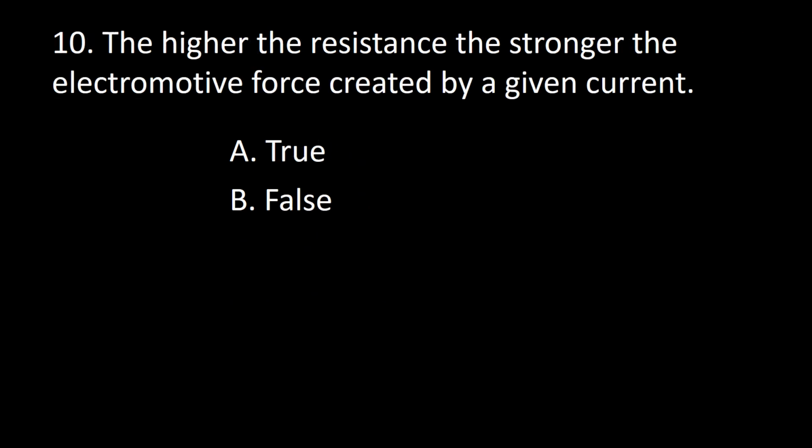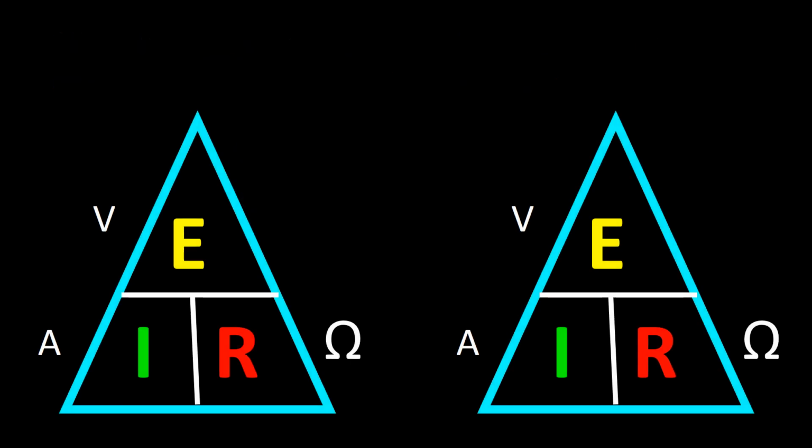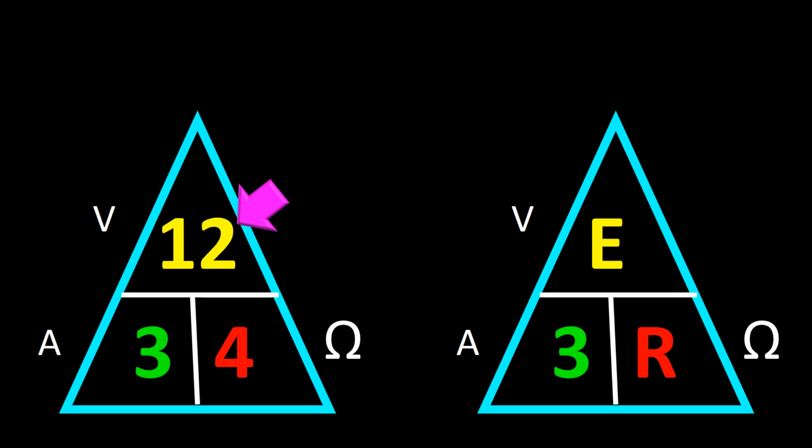Next question. The higher the resistance, the stronger the electromotive force created by a given current. A true, B false. In this frame you can see two Ohm's triangles. I have now introduced a current in both triangles with a value of 3 amps. Now I have introduced the resistance in the first triangle with a value of 4 ohms. These numbers will generate an electromotive force of 12 volts.